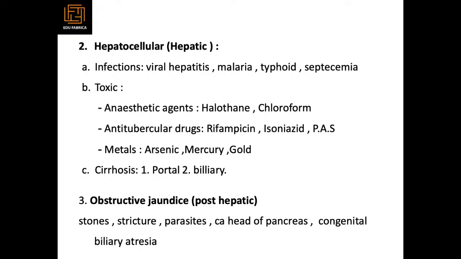Then the third one is obstructive jaundice. This is post-hepatic, in which we can see stones, stricture, parasites, carcinoma of the head of pancreas, and congenital biliary atresia.